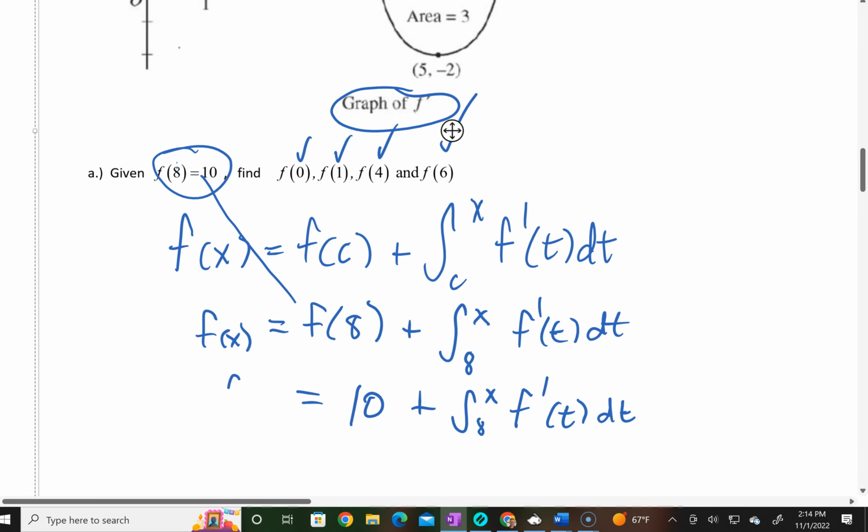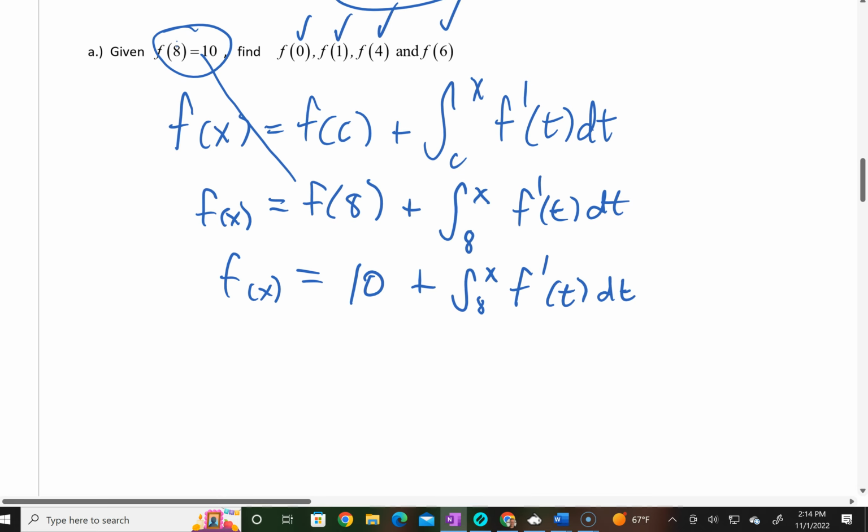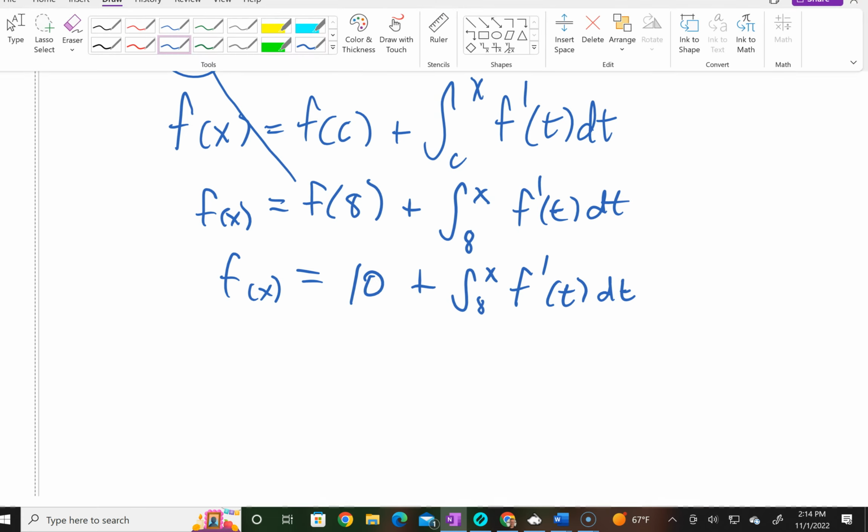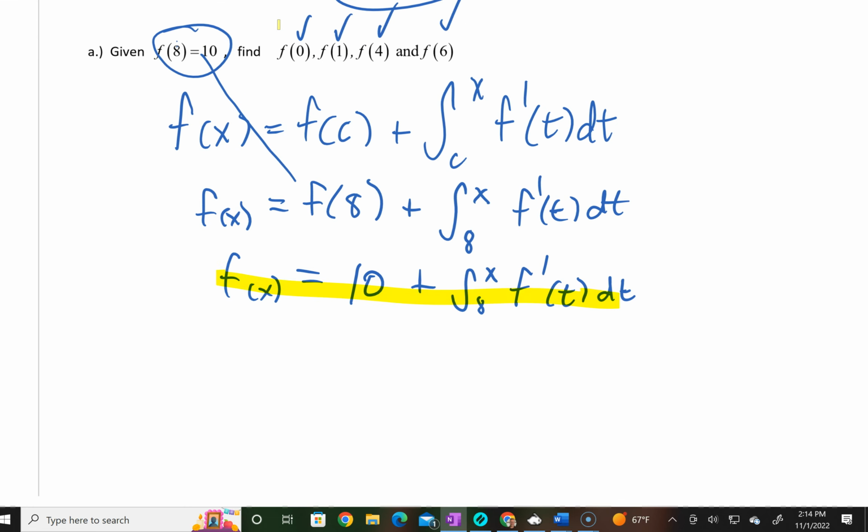Now kids can say, how am I supposed to find those 4 problems? Answer with this thing right here. And then we're just going to have to do some quick checking. But this is the key. Notice the dummy variable again inside of the accumulation function. We're not writing that as f prime of x. We're writing it as f prime of t.